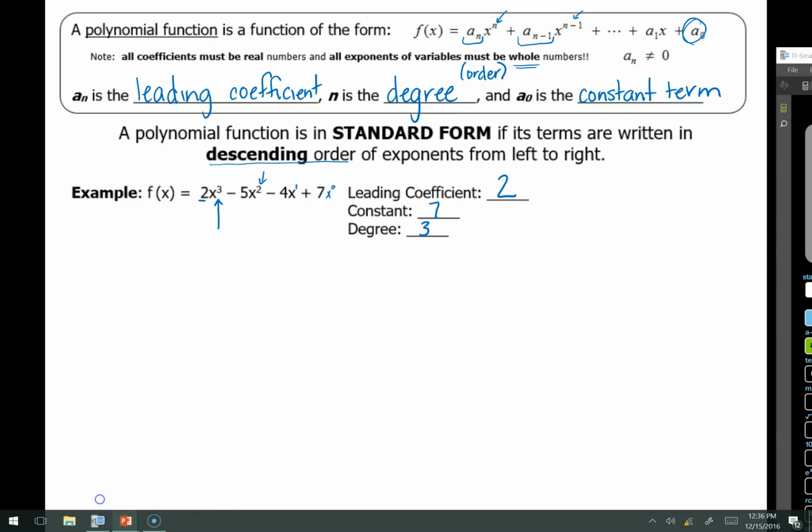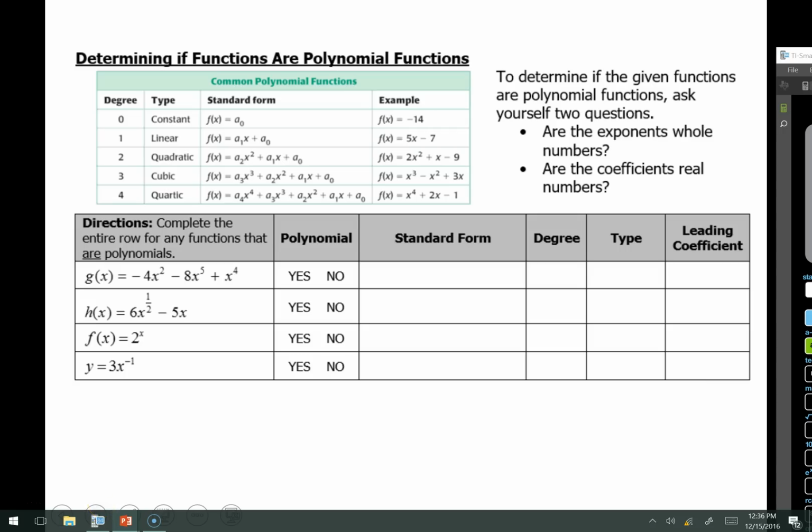Now let's look at how we can determine if something is a polynomial or not. There are many different types of polynomial functions. I've given you a list here of the name of each depending on the degree. If you have an x to the 0 power, that means you don't have an x, so it's just a constant number. If you have an x to the first power, you call that a linear function.